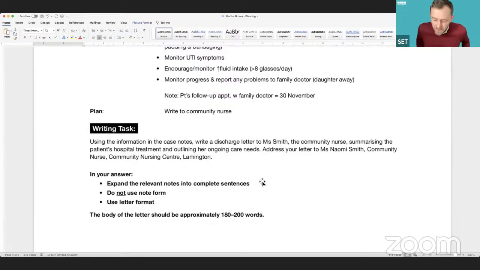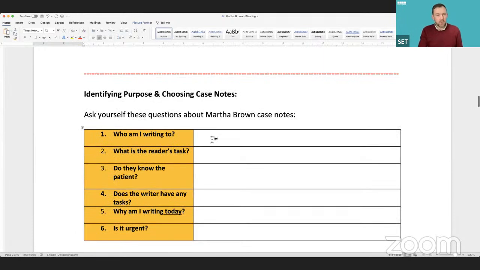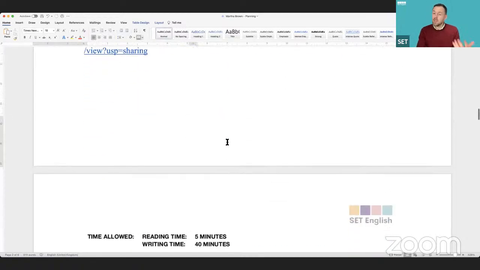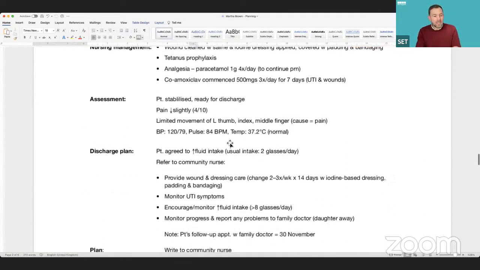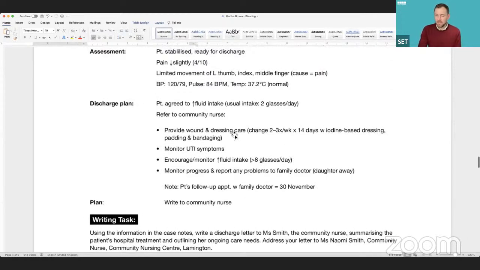So I straight away am going to start answering these questions that I've just talked about. Who am I writing to? That's a community nurse. Do they know the patient? No, they don't. What's the task? The task is to provide ongoing care. Let's go and have a look at the most recent date. I always look at the most recent date because that gives me the discharge plan. And the discharge plan gives me the activities that I'm asking this person to do.